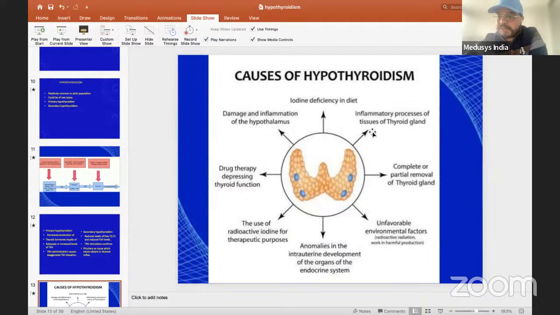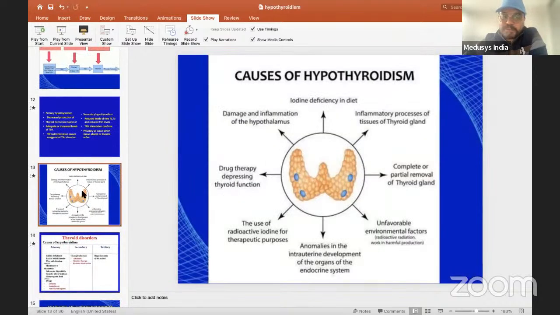Secondly, there are inflammatory processes of the tissue of the thyroid gland. Then complete or partial removal of the thyroid gland due to anything, either there is a thyroid tumor or there was some goiter. Unfavorable environmental factors, someone working in the radiation sector, radioactive radiation, that causes the thyroid gland to get atrophied. Anomalies in the intrauterine development of the organs of the endocrine system. Finally, the use of radioactive iodine for therapeutic purposes.